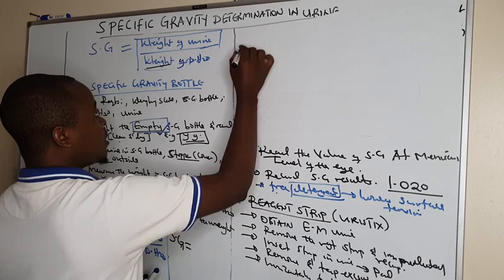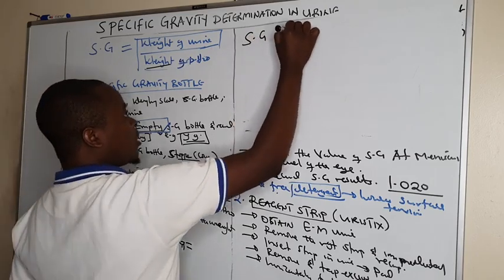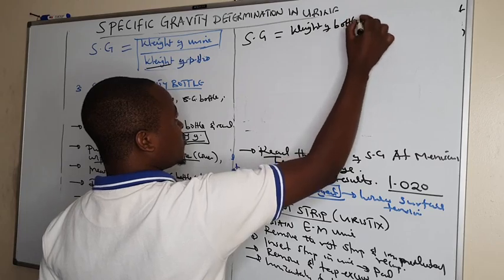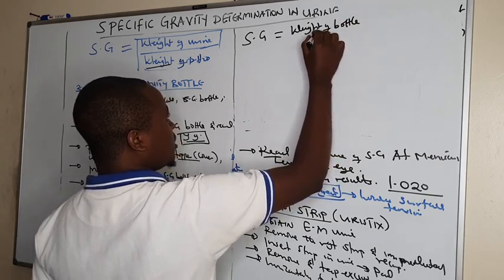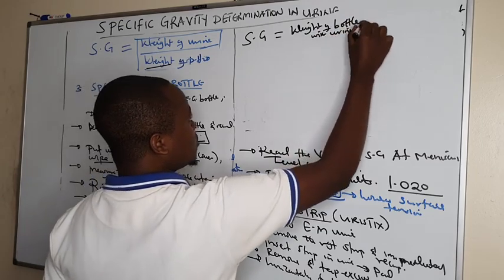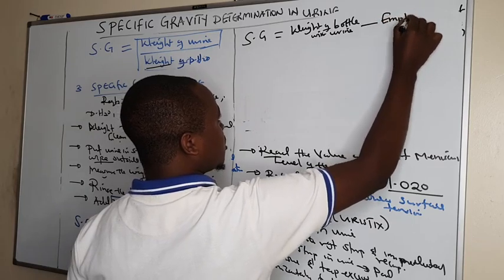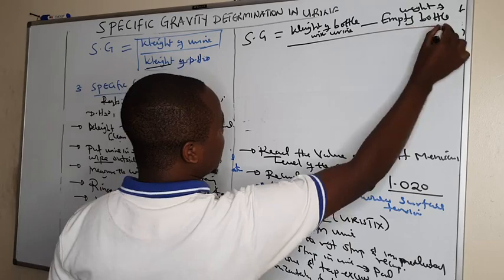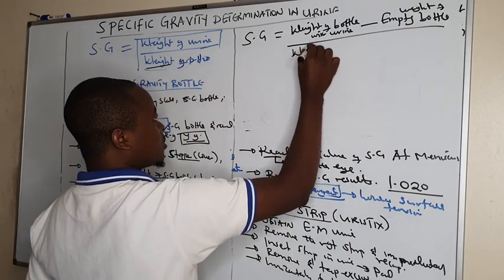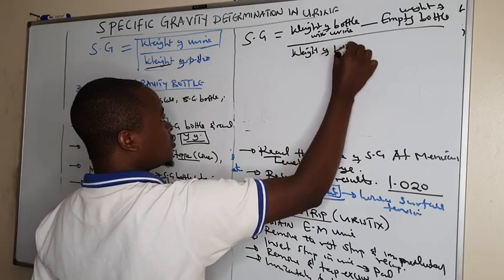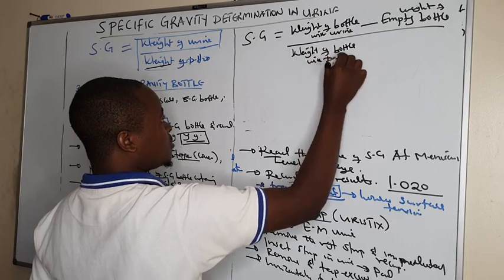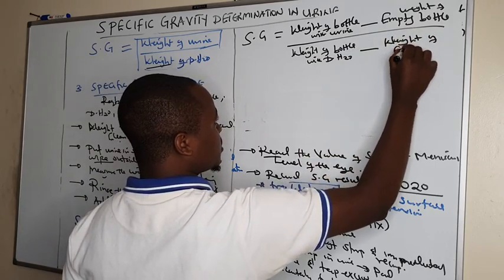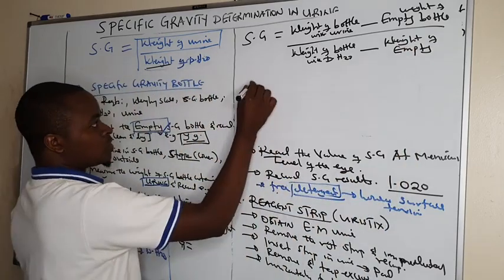So we are saying that specific gravity is equal to, we're going to get the weight of a specific gravity bottle containing urine, subtract the weight of the empty bottle, then over the weight of the bottle with the distilled water, minus the weight of the empty bottle.